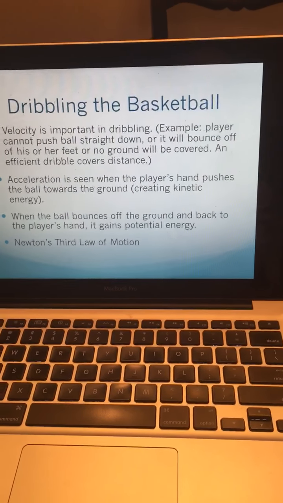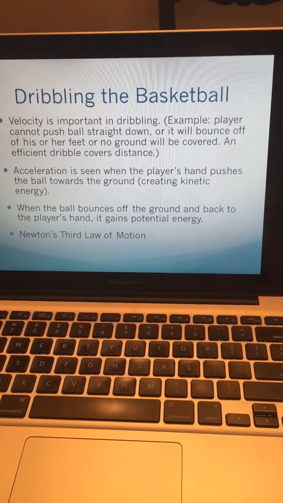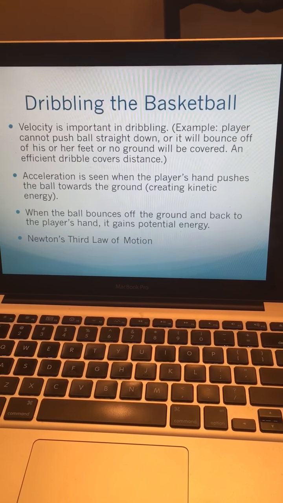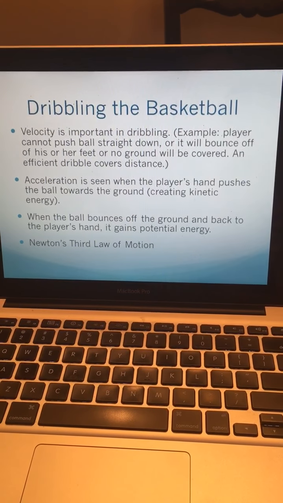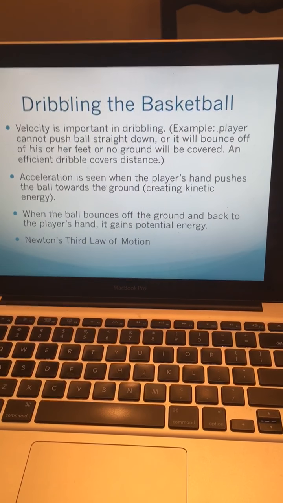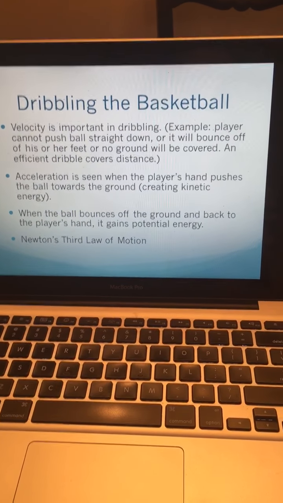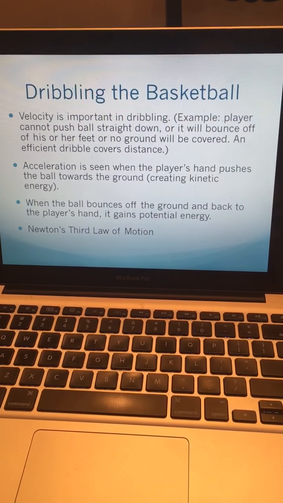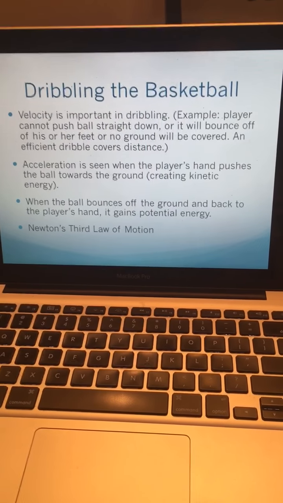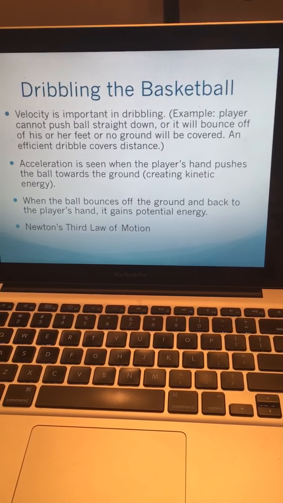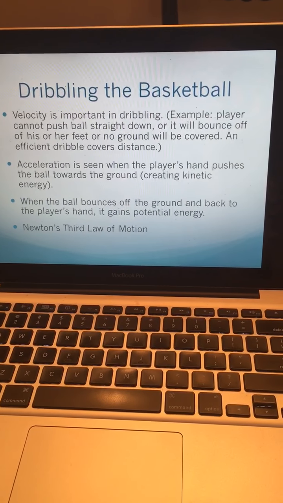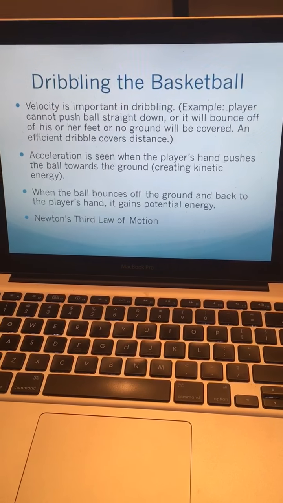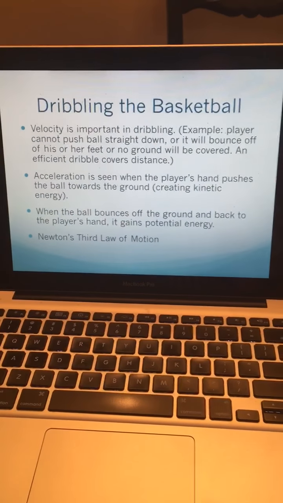Acceleration is seen in dribbling when the player's hand pushes the ball towards the ground, creating kinetic energy. When the ball bounces off the ground and is traveling back towards the player's hand, it gains potential energy. When dribbling a basketball, we also see Newton's third law of motion. It states, "For every action, there is an equal and opposite reaction." This explains how the ball travels downward to the ground and returns back to the hand with a force equal to when it left, but in the opposite direction.